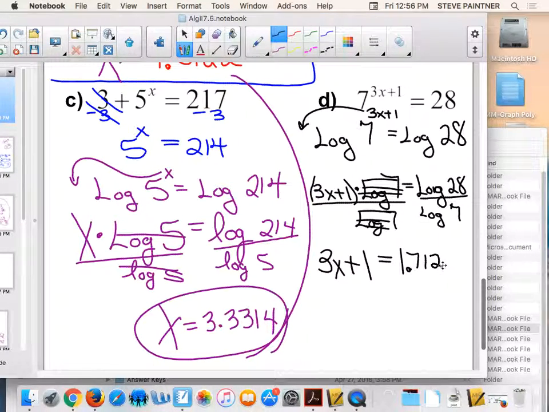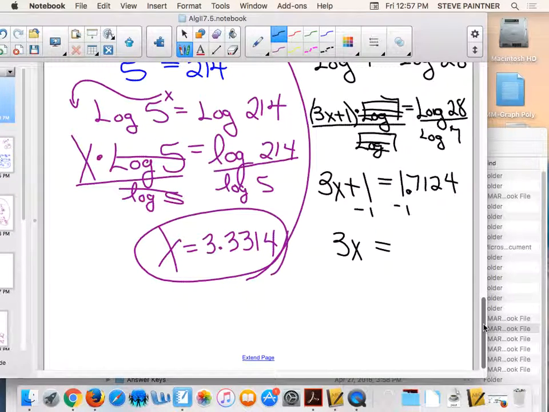1.7. Now Jessica's been telling me the answer, and I guess I haven't been asking you. Are you guys agreeing with her? Yeah? Okay. Now we're down to 3 times x plus 1 must equal 1.7125. What do you do first? Minus 1. Divide by 3, and you'll get there. And you get 0.7124 after dividing by 3.